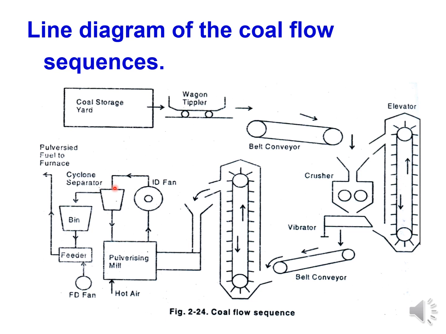So in the cyclone furnace, what will they do? Cyclone separator. The bigger particles come down, and the fine particles go to the bin. This bin will feed the feeder, and through the FD fan it is taken to the furnace for further usage. So this is the line diagram of the coal flow sequence. This also may be asked in the exam.